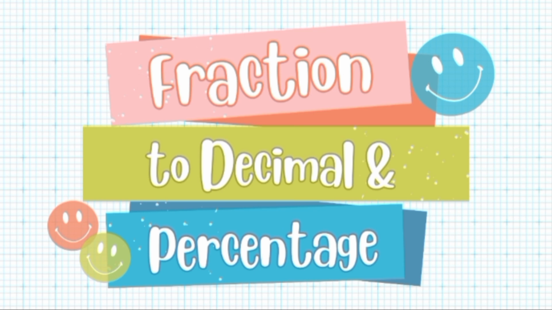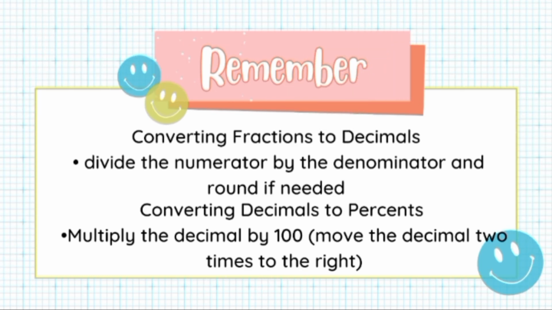Now, I'm going to show you how to convert fractions to decimals and percentages. It says, converting fractions to decimals, divide the numerator by the denominator and round if needed. While converting decimals to percents, multiply the decimal by 100. Move the decimal 2 times to the right.